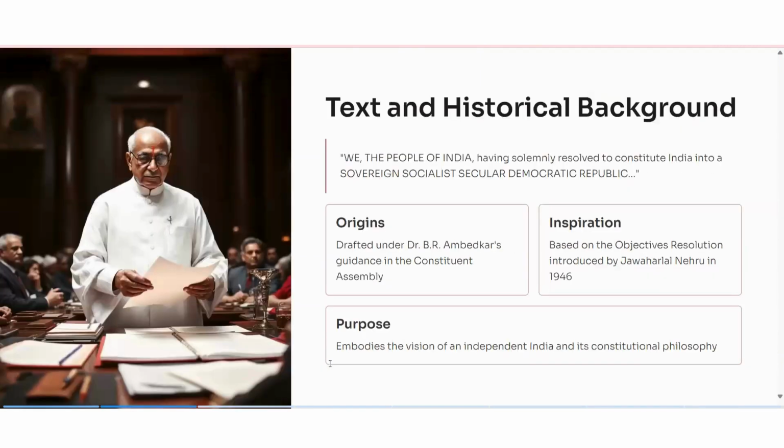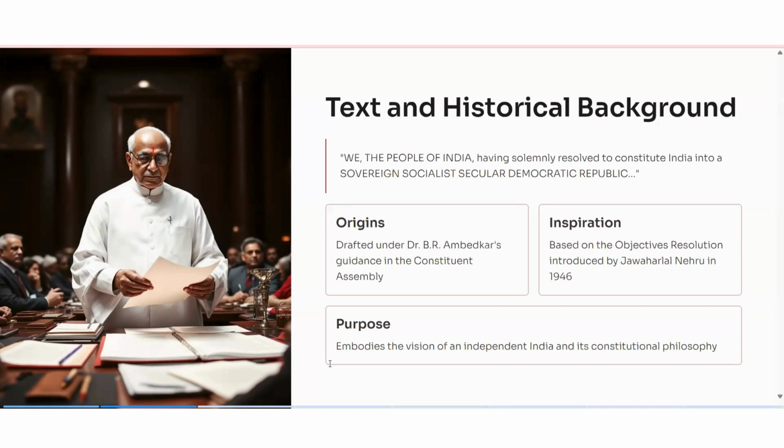Text and historical background of this preamble: it starts with "We, the people of India, having solemnly resolved to constitute India into a sovereign, socialist, secular, democratic republic." This first line is very, very important here. A few words have been added as an adjective: sovereign, socialist, secular, democratic republic. What kind of democracy, what kind of republic we want to become?